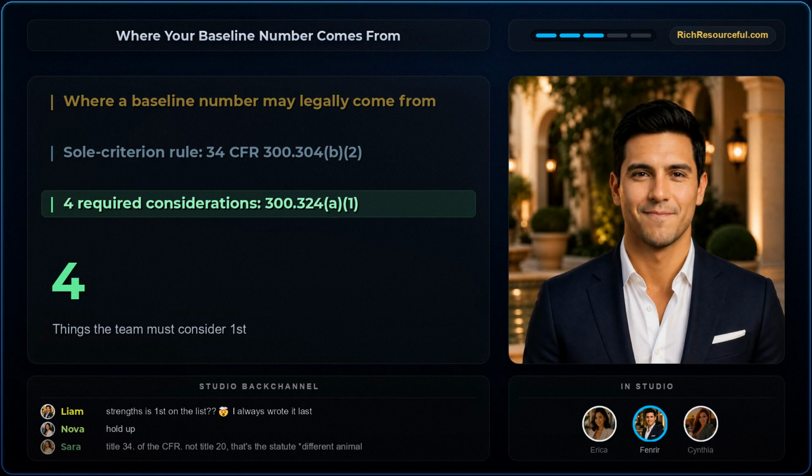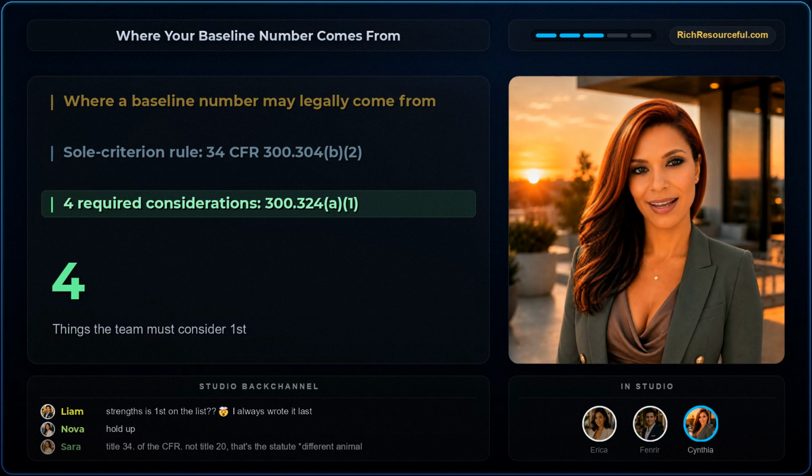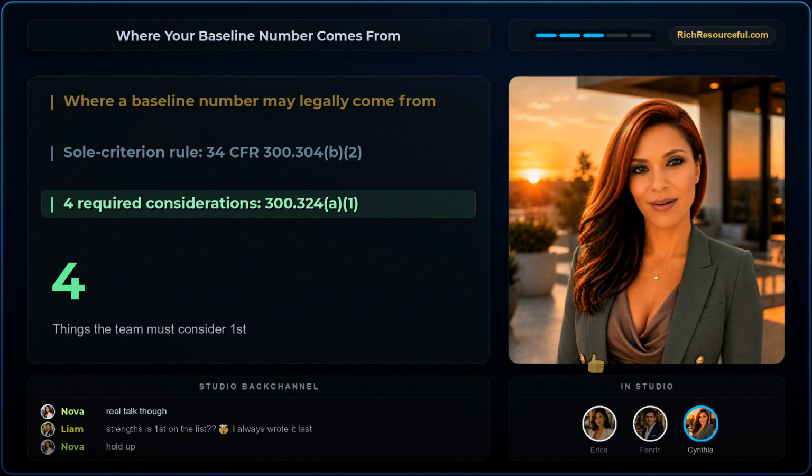The parent concerns, one is your lane, Cynthia. I would get the wording wrong. It isn't a courtesy line. The regulation says the concerns of the parents for enhancing the education of their child. Enhancing. What they want more of, not only what frightens them, which changes what you write.